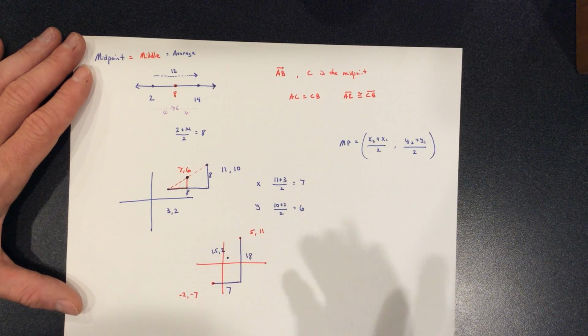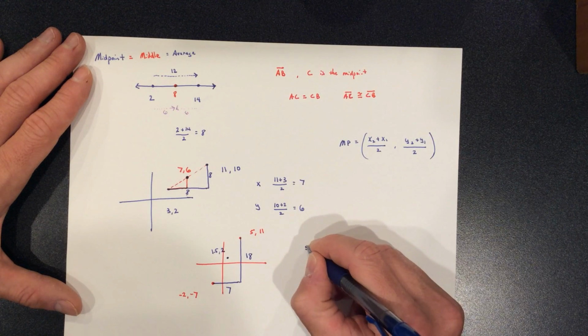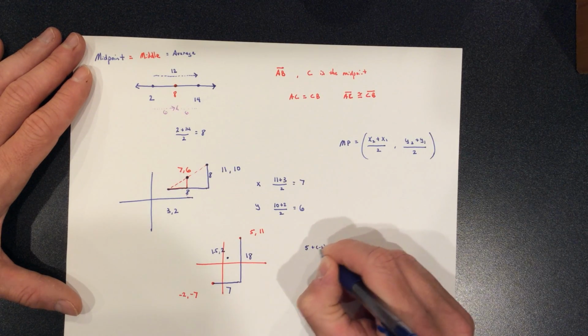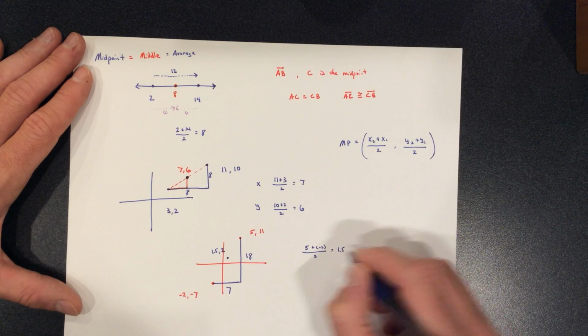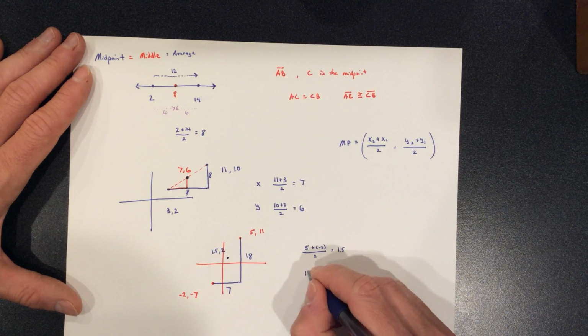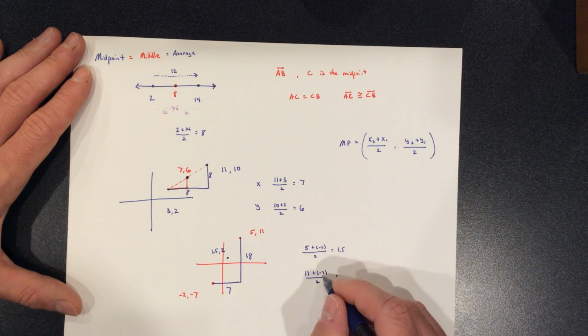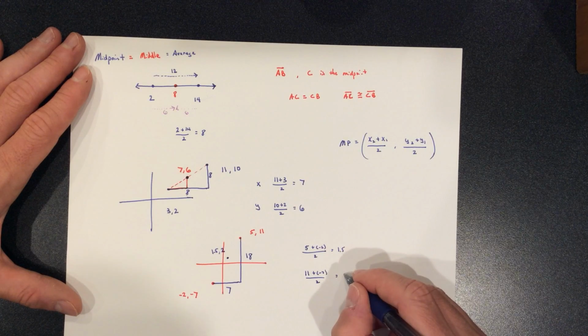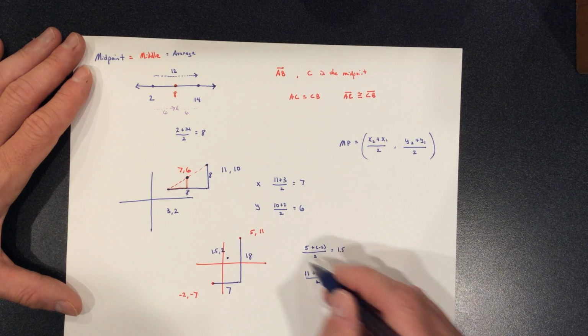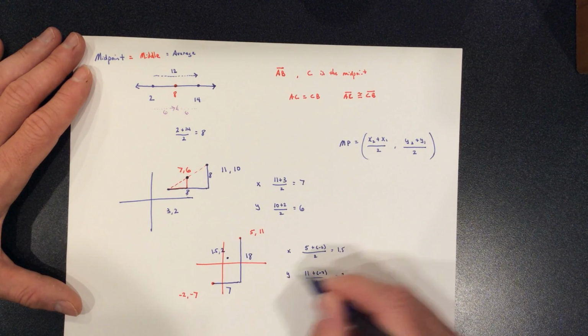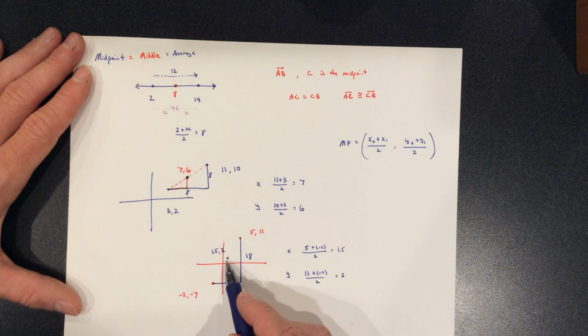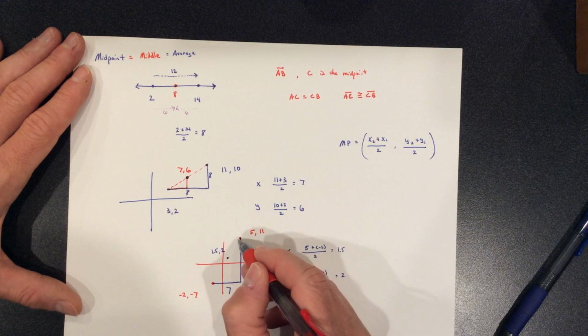You don't like that way? Fine, do the other way. 5 plus -2 divided by 2. 3 over 2, 1.5. 11 and -7. 11 plus -7 over 2. 11 plus -7 is 4. 4 over 2 is 2. 1.5. All right, these are my x's and these are my y's. 1.5, 2. Midpoint.